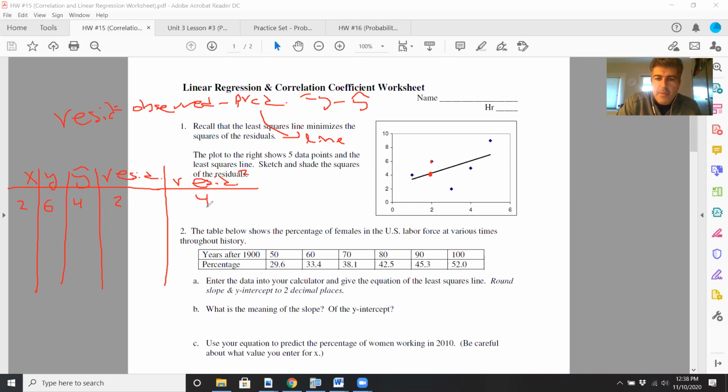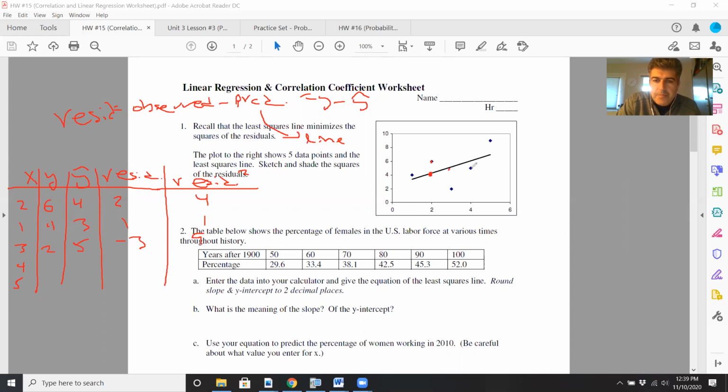And you could do this for all the other points, like at x equals 1, x equals 3, x equals 4, and x equals 5. And it's real easy. Observed at x equals 1 is 4. Predicted, probably 3, we'll say. So residual is 1, squared residual is 1. At x equals 3, we observe 2. On the line, it's probably about 5, we'll say. So residual is negative 3, but squared that's 9.